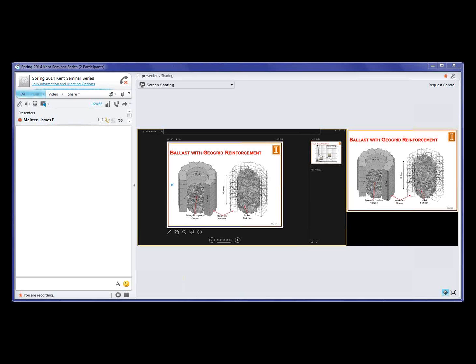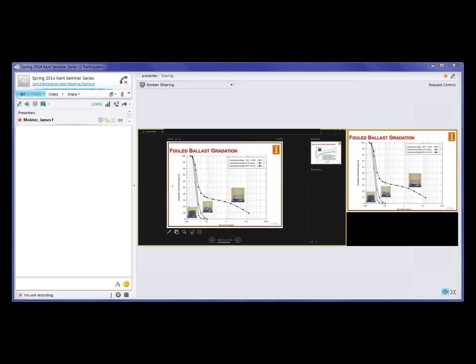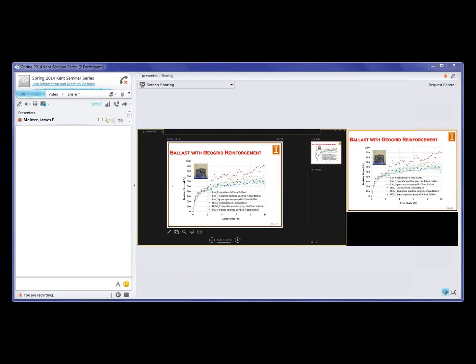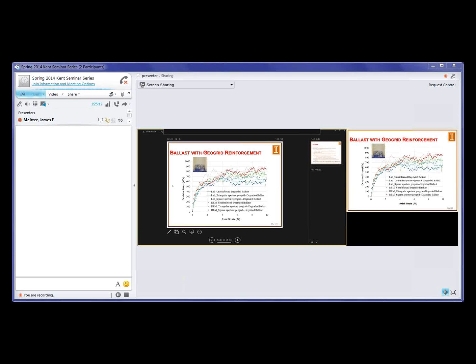And then we can use the clean ballast material and the coarse fraction materials, but not consider the fully fouled yet. And here's the result of the clean ballast materials and the degraded ballast materials. You may see there's a little bit of overprojection in the geogrid reinforced case. This is because in the real laboratory case, the geogrid does break. But in the simulation, we do not allow the geogrid to break.